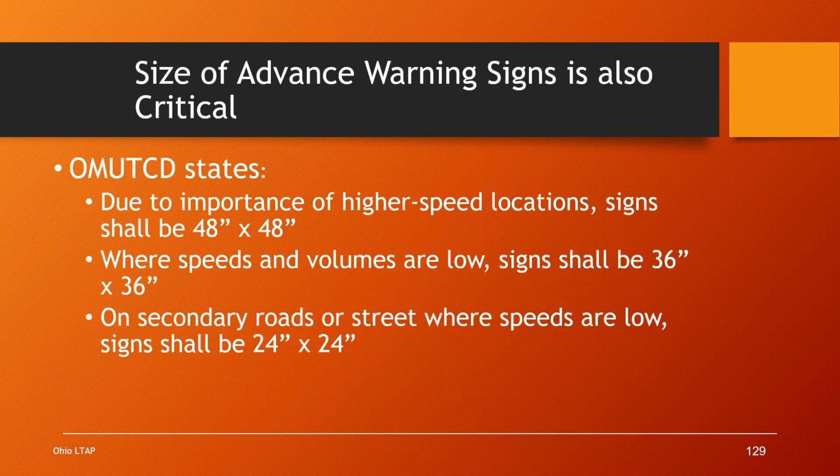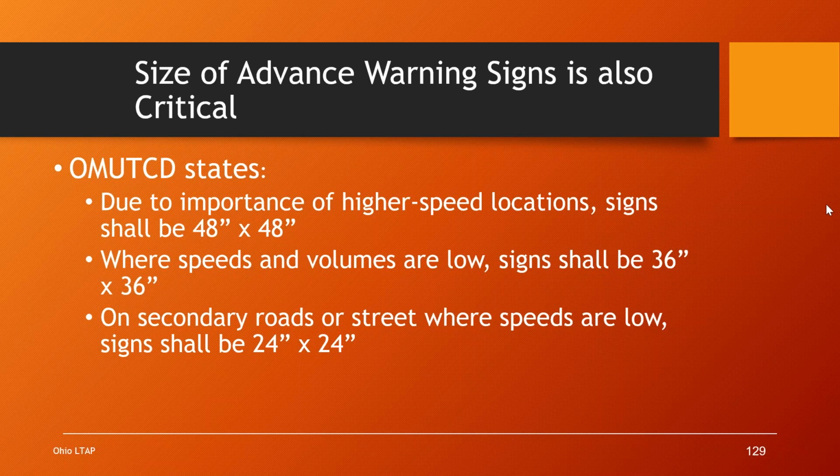So the size of our signs in the advance warning area, there are standards involved with them, of course, and the temporary traffic control manual says that for higher speed locations, signs need to be 48 inches by 48 inches. And where speeds and volumes are lower, then you can use 36 by 36 inch signs. And then smaller signs can be used on low speed, low volume, like residential streets maybe that are 25 miles per hour. You could use 24 by 24, but I would still use 36 by 36.